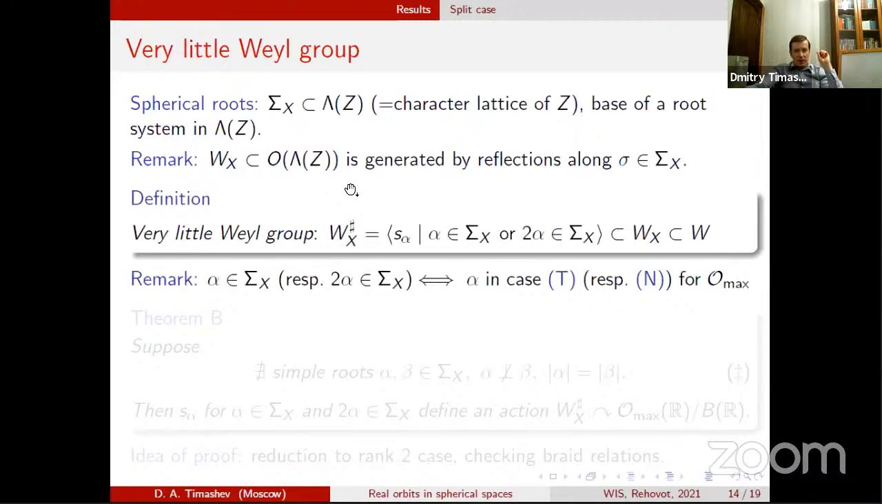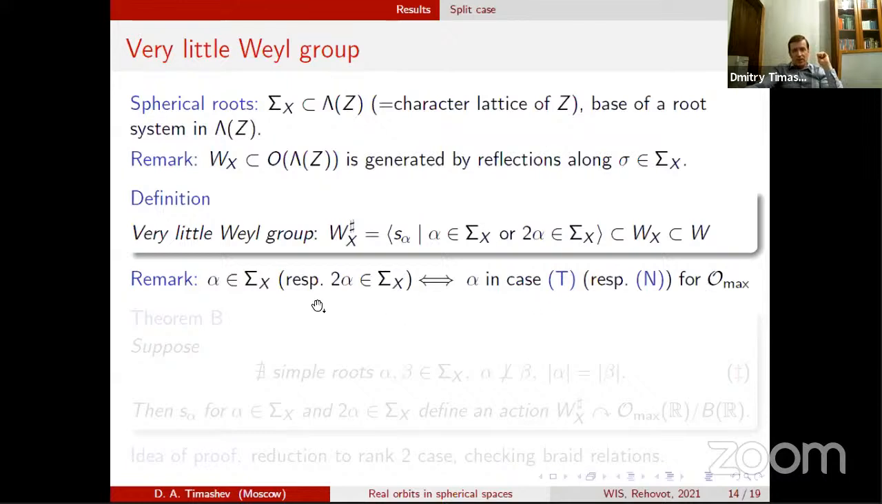The smaller group, which we call the very little Weyl group, is generated by the reflections corresponding to those spherical roots which are at the same time either simple roots of G, or doubled simple roots, or doubles of doubled simple roots of G. So it is some smaller subset of spherical roots, and the reflections corresponding to them generate this subgroup WX hash, which sits in the little Weyl group of X, and both sit in the big Weyl group of G. Easy to observe that a simple root is spherical if and only if it is in the T case for the open Borel orbit, O max.